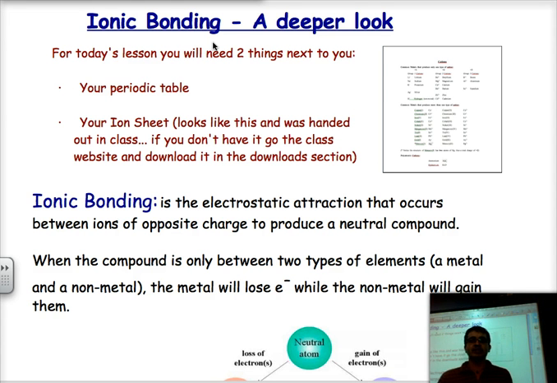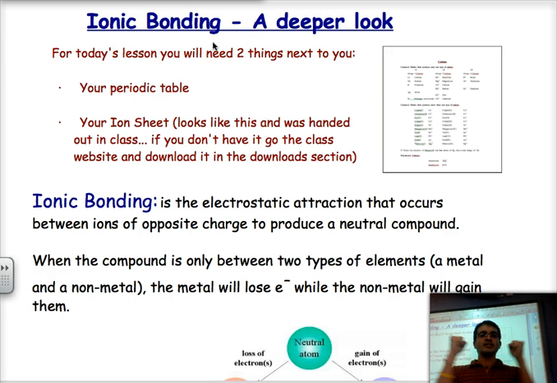Ionic bonding is the electrostatic attraction that occurs between ions of opposite charge. That means if you have a positive and a negative charge and they come close together, there is an electrostatic attraction. If you make chemical species that have positive and negative charges, those will attract and form what is called an ionic bond.